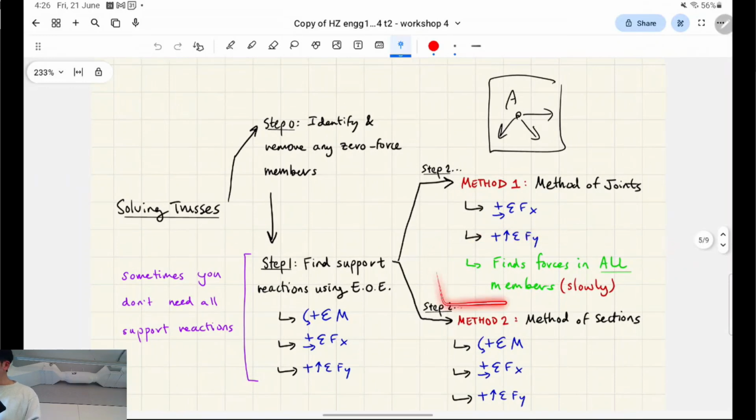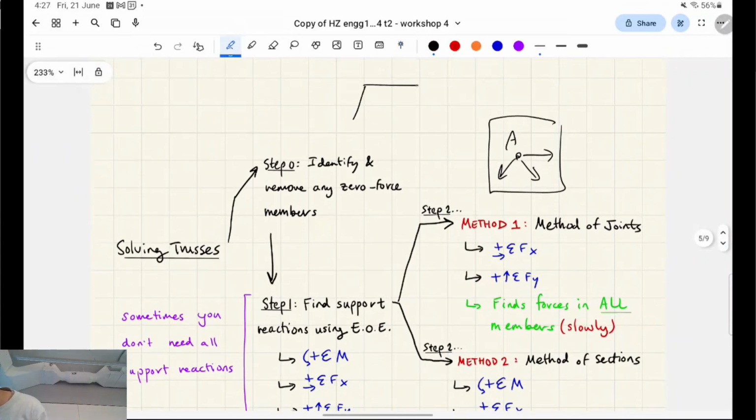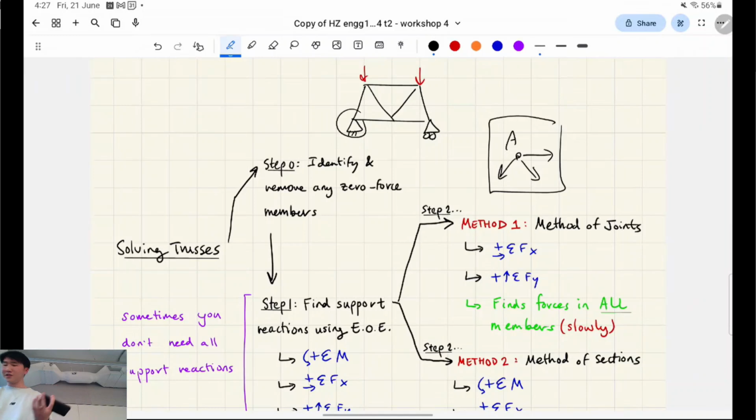This method results in a very slow process where you slowly work your way through the joints until you get to the ones of interest, and you usually work outside in. That sounds a bit abstract right now. But if we have a truss that looks like this, for example, we usually start from somewhere we have a lot of information, like say we solved that support reaction, and we work to the adjacent joints and work our way through like that. So outside in, that's kind of the process.